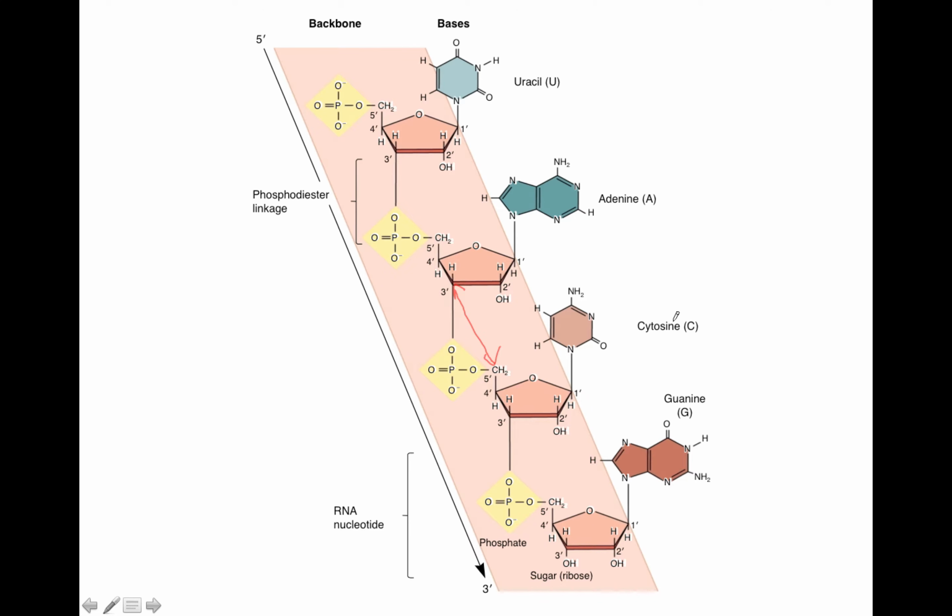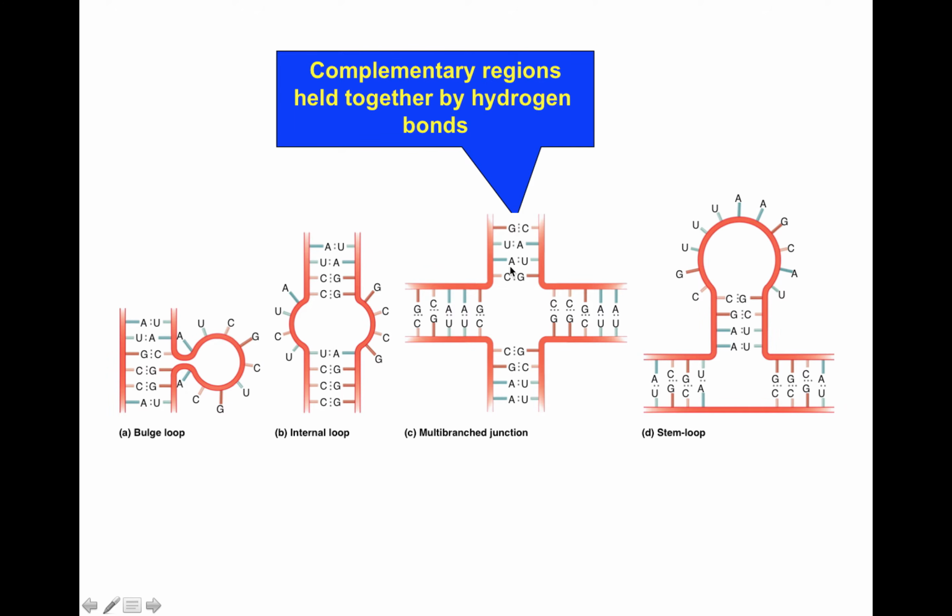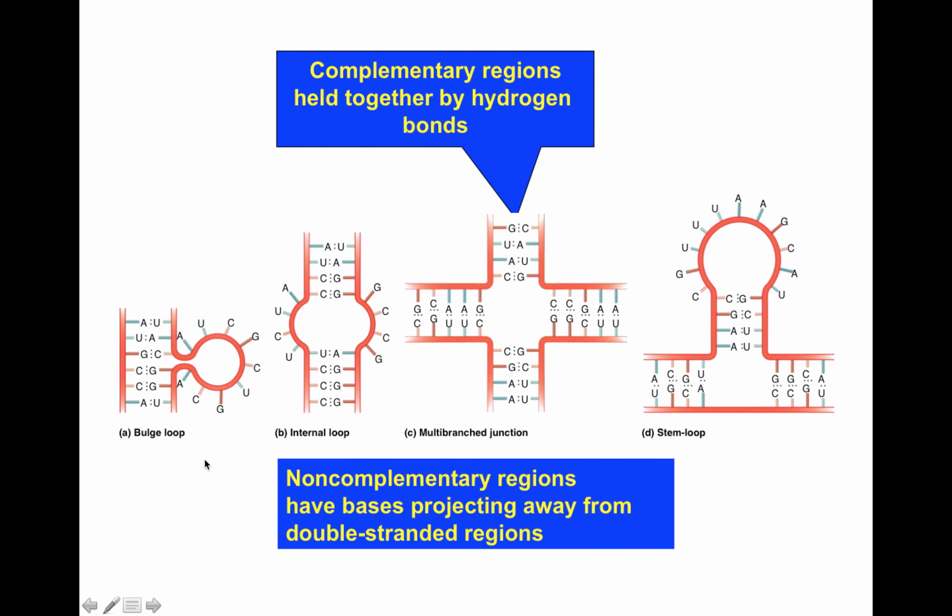Now, RNA is synthesized as a single-stranded molecule. However, once it is synthesized, it can curl up on itself and form double-stranded regions. So complementary regions of nucleotides within a single-stranded RNA molecule can hydrogen bond to each other. They can form all kinds of different structures within the RNA molecule, where non-complementary regions protrude from a region of complementarity.